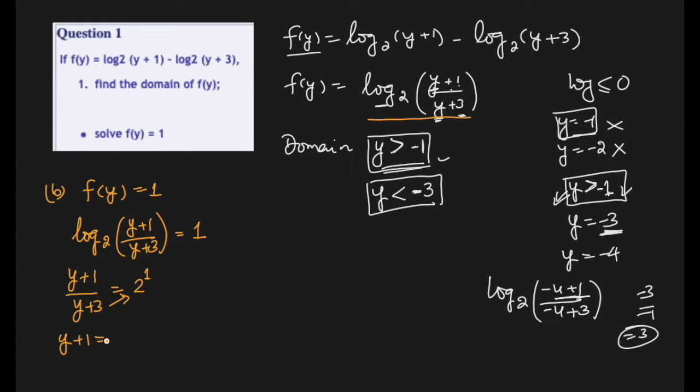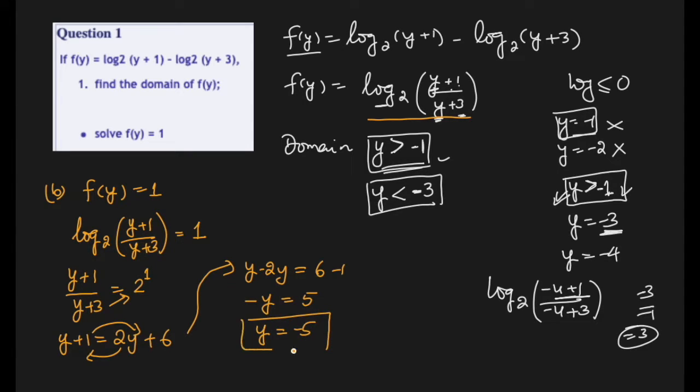Y plus 1 equal to 2y plus 6. Let's bring 2y to one side and 1 to the other side. What will this become? Y minus 2y equal to 6 minus 1. Negative y equal to 5, and y equal to negative 5. That's what we can write. And it is part of the situation when y is less than negative 3, and it gives us f(y) equal to 1. So good, we got this answer as well.